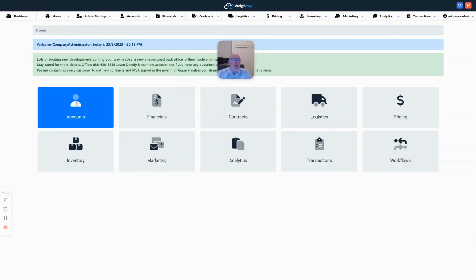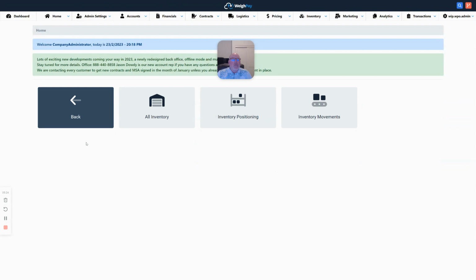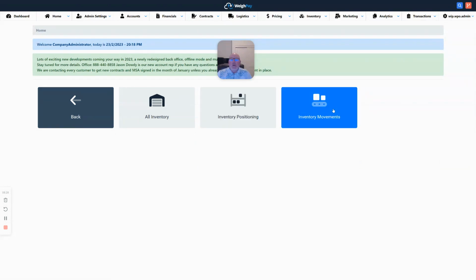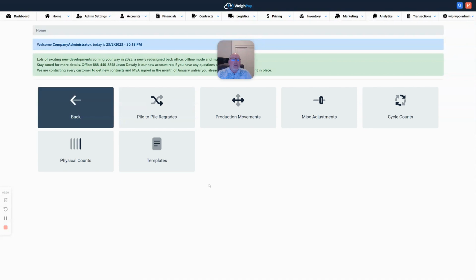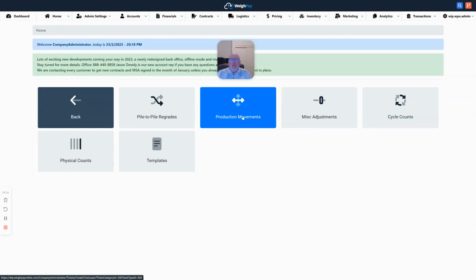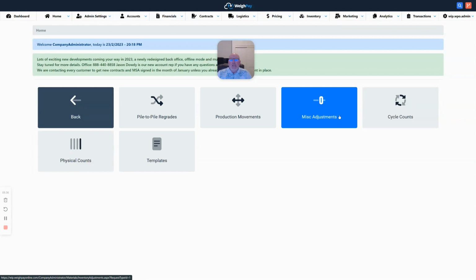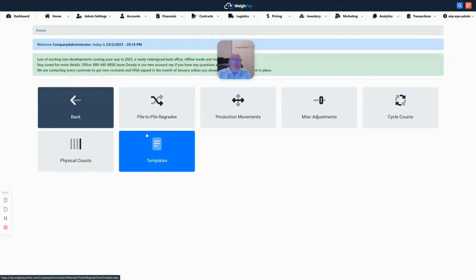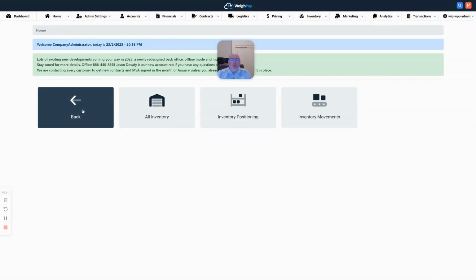So if I go back out of there, we can go over to inventory, where we can see that we have real-time inventory positioning. You have real-time inventory movement. On the movements, as we covered a little bit before, pile-to-pile regrades, production movements, but you also have miscellaneous adjustments that you might need to make to increase or decrease both inventory or cost quantities, cycle counts, physical counts, and then again, you can manage those templates for pile-to-pile or for those production movements. So that's just kind of under there.